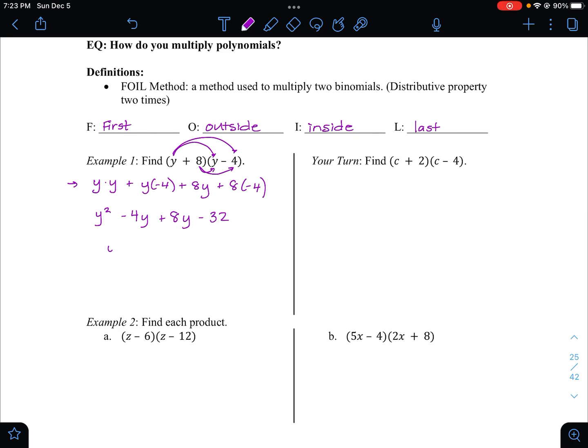Okay, so simplify, because if you look here, those two terms have y's in them, so we can combine them. So we get y squared, negative 4y plus 8y is a plus 4y minus 32. Double check all of your terms are in descending order. I can't combine any more terms, so therefore we are done. Okay, so pause the video, try the your turn, then come back on and watch it. See if you got the right answer.